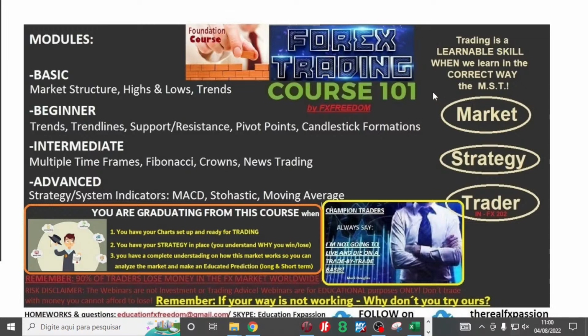The three pillars. Pillar number 1 is the market. Pillar number 2 is the strategy. Pillar number 3 is the big one. It's called the trader. And we are trying to do this, so market and strategy, with those modules in here. We are in the intermediate module. We are learning the Fibonacci's.